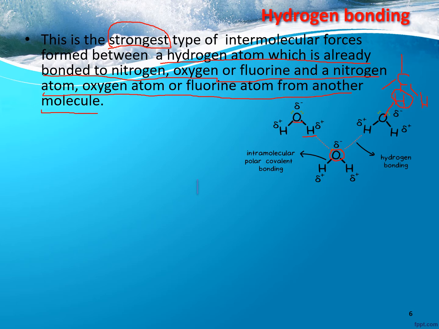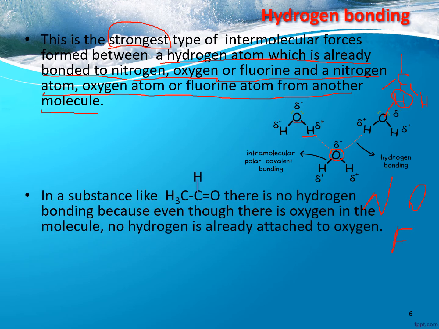So not all hydrogen atoms are suitable for making hydrogen bonding. The only hydrogen atoms which can make hydrogen bonding are those which are already attached to one of these atoms, nitrogen, oxygen, or fluorine. If a hydrogen atom is not already connected to one of these, it cannot undergo hydrogen bonding.